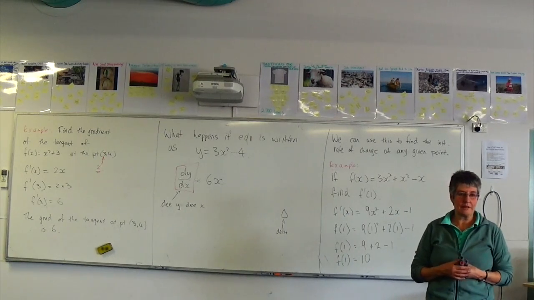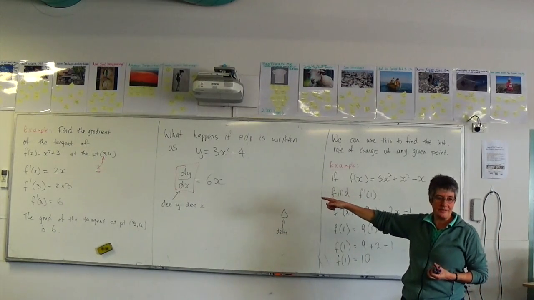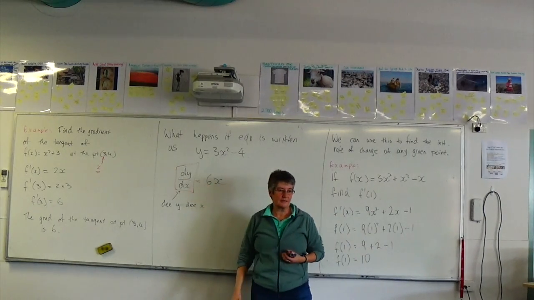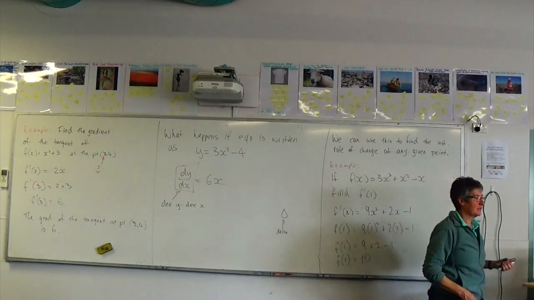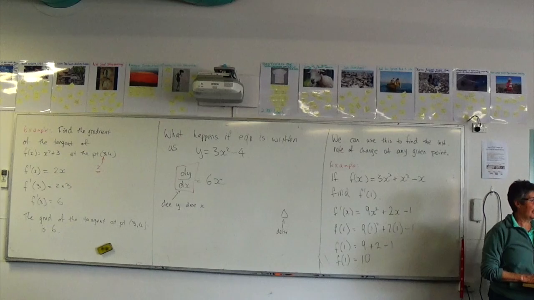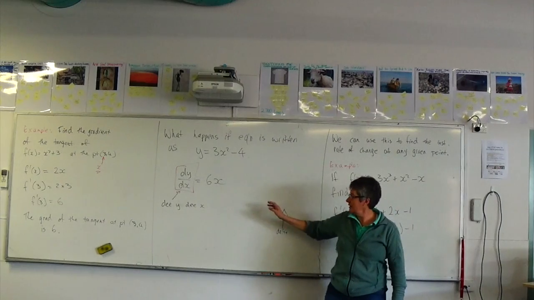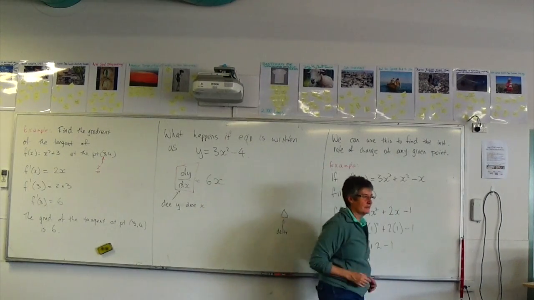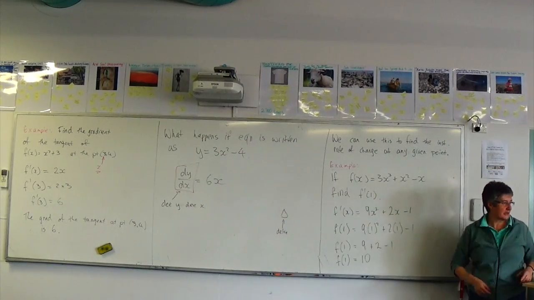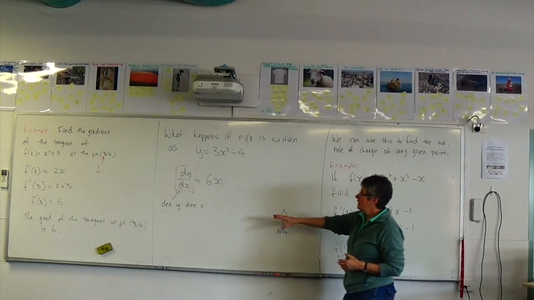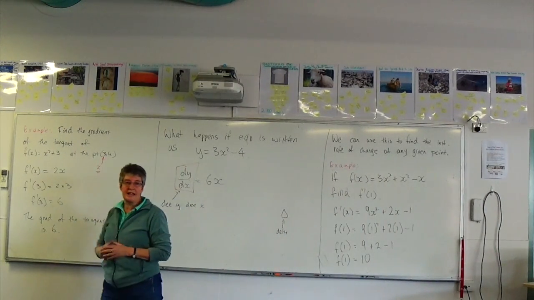In physics they tend to use it as a delta sign, and in maths they tend to use it as a d. Yeah, so dy dx is the mathematical way of writing it. Okay, so this is the mathematical way of writing it.